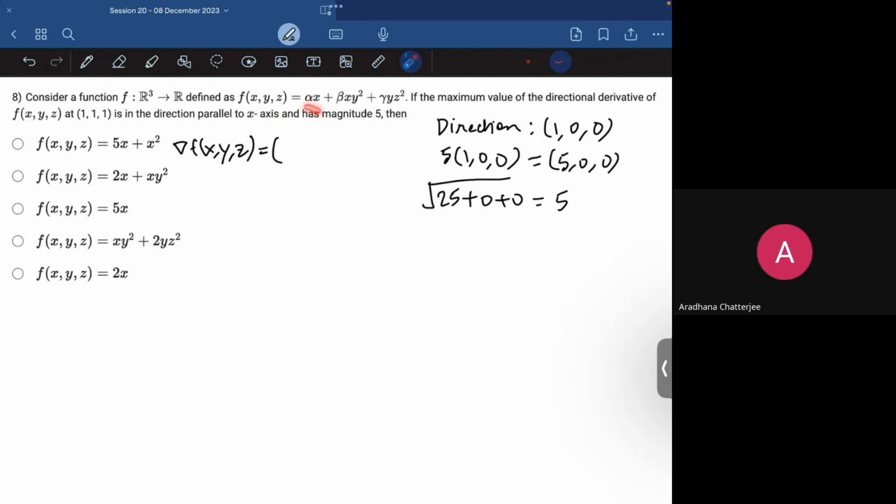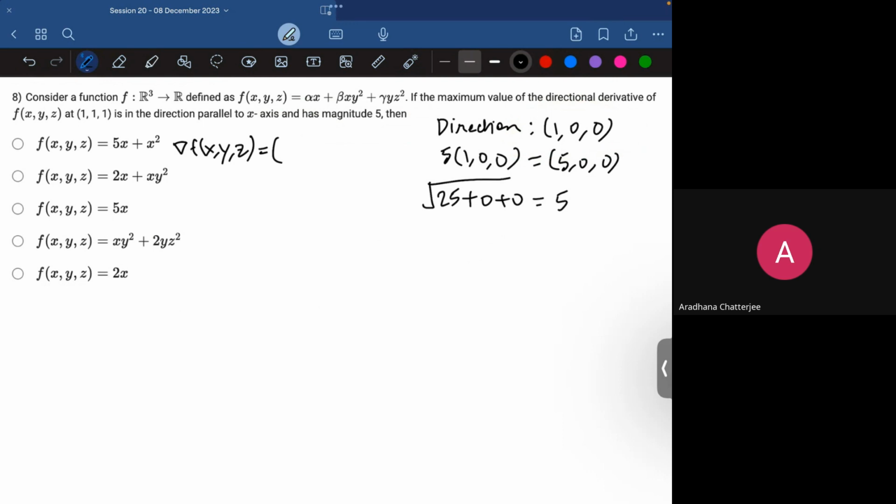Excuse me, ma'am, I'm sorry to disturb, but this 5, ma'am, is this the value of u? No, this is the magnitude. It's the norm of this direction. Norm, okay, ma'am. Yeah, magnitude is basically norm. We don't use magnitude in linear algebra, it's more physics, but here they use magnitude.